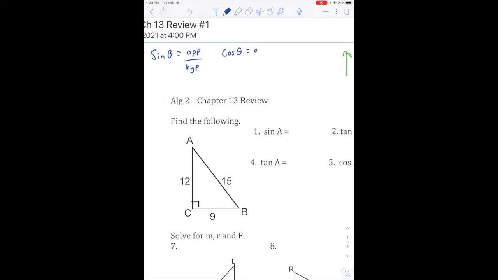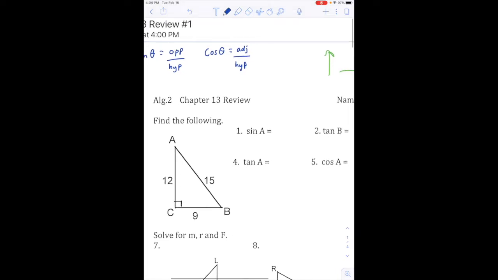The cosine function here is the adjacent over the hypotenuse. And the last one you can use is called tangent. Tangent of theta. Actually, I shouldn't say last one. You pick based on the information you're given. Tangent of theta is the opposite side of the triangle divided by the adjacent.